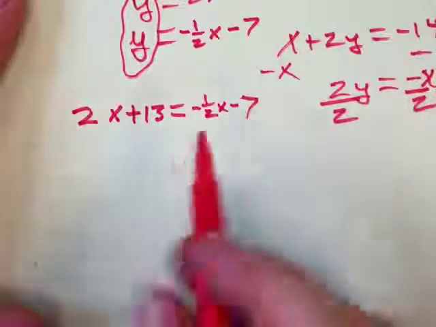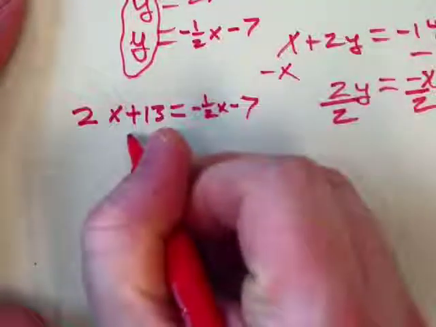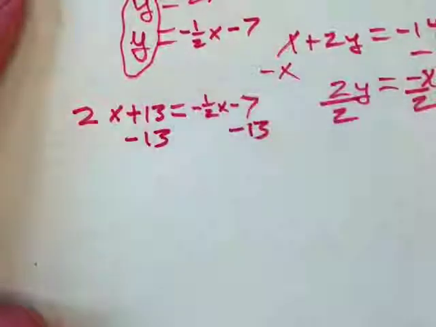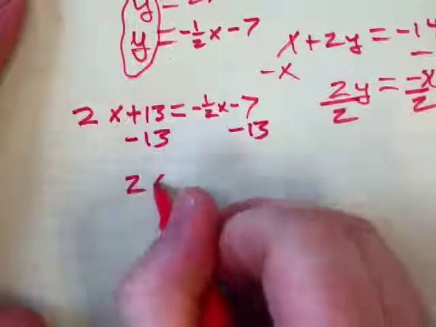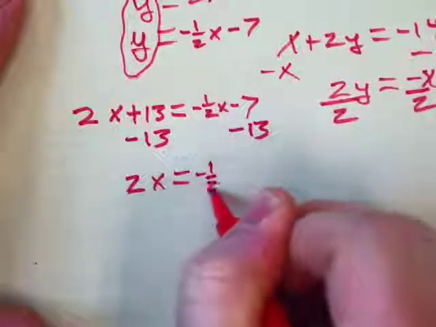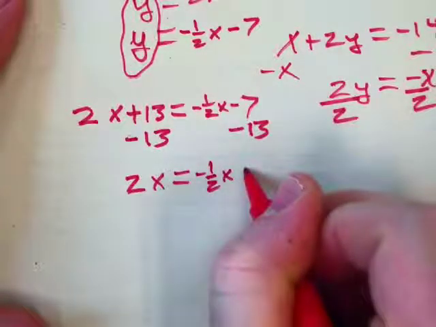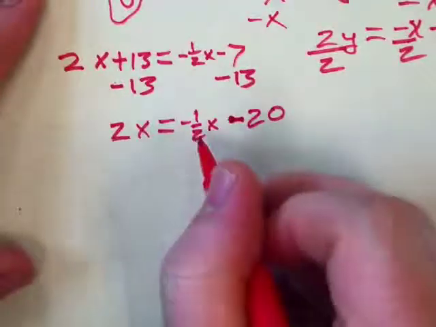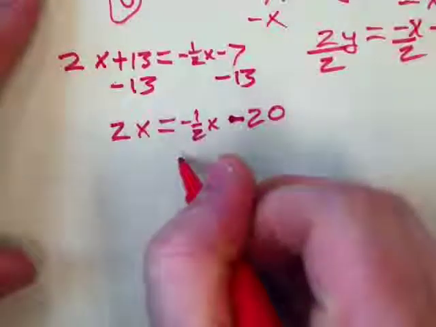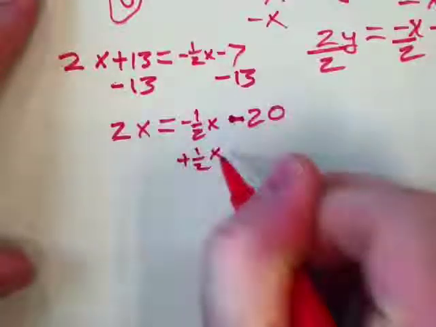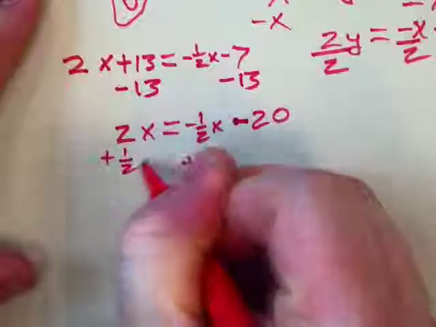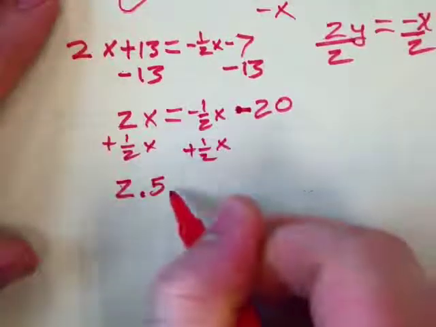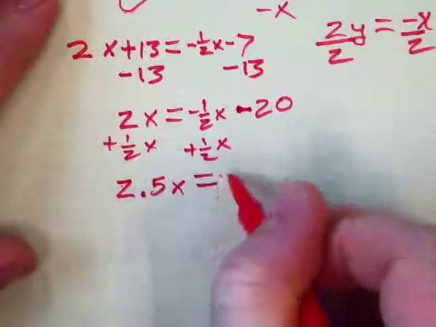Okay, so I set them equal to each other, and now all I need to do is start solving for x. So I'm going to subtract 13, and I'm left with 2x equals negative 1/2 x minus 20. And now I'm going to get rid of this 1/2 x, so I'm going to add 1/2 x to both sides, and I'm left with 2.5x equals negative 20.